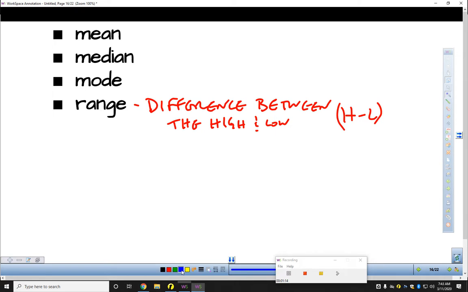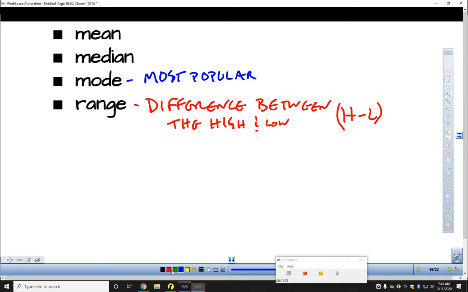The mode is the most popular. So if you had to make a choice about something, the mode would be the most popular choice people are making, right? What's your favorite pizza? Whatever pizza place people chose the most, that would be the mode.